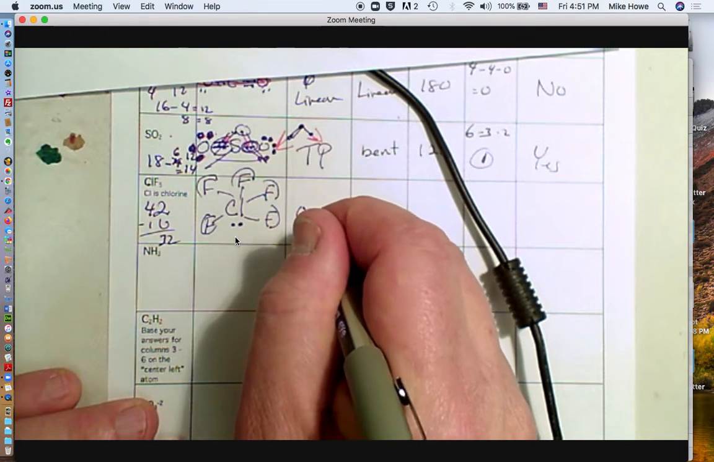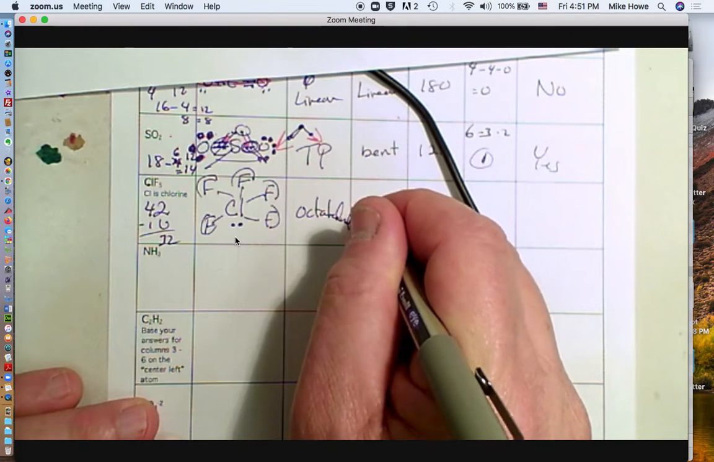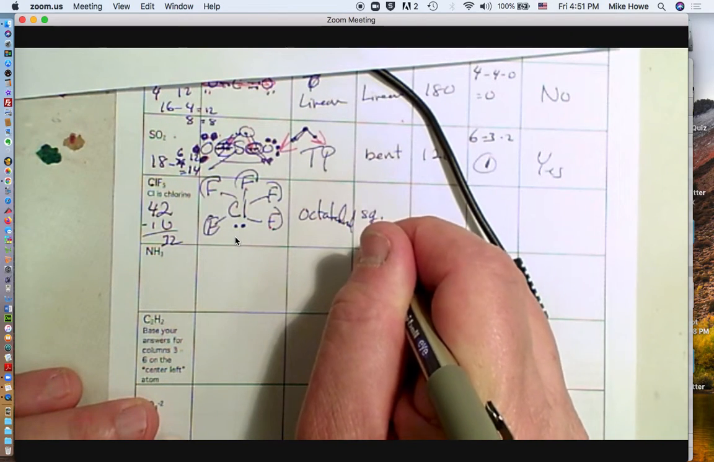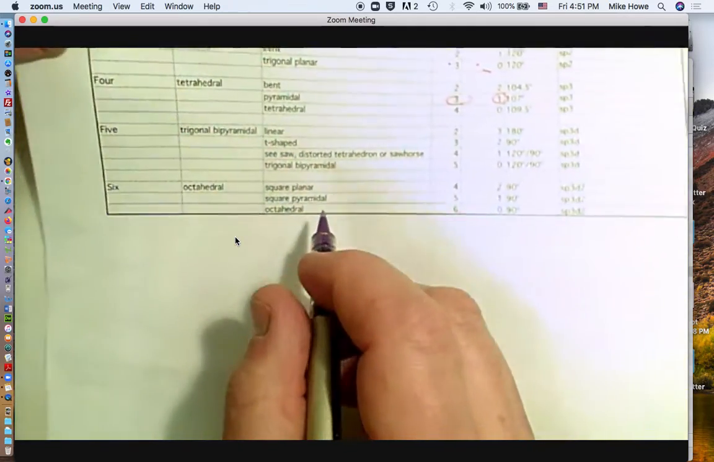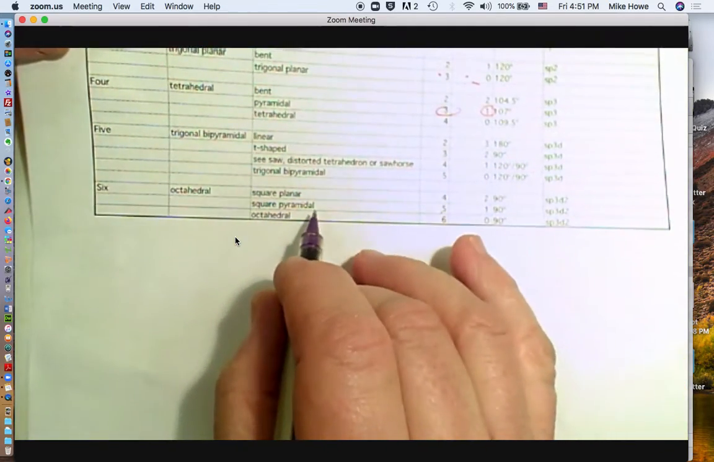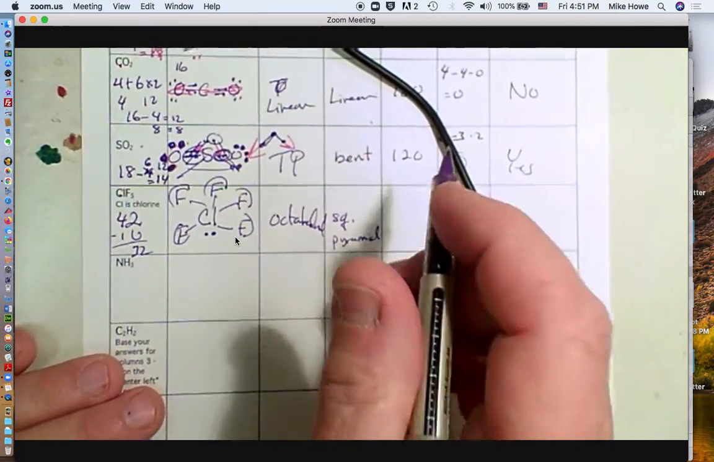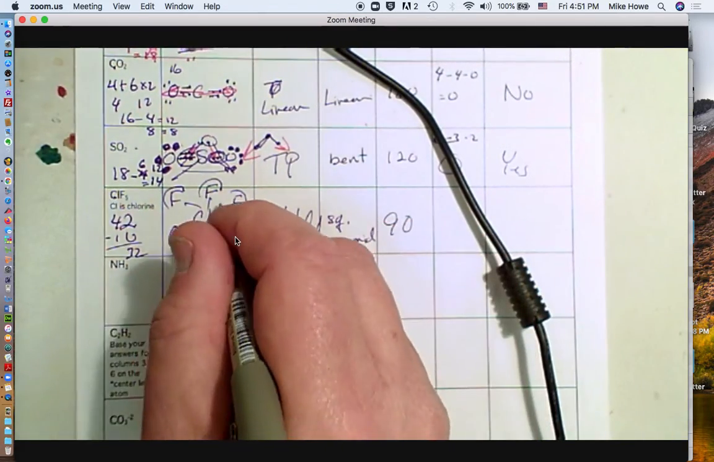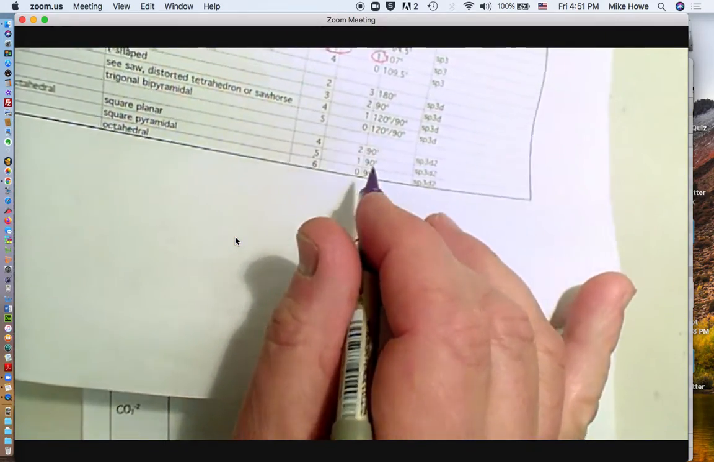So octahedral, but that's going to be a square pyramid. Okay, and you can tell right here, 5 shared, 1 unshared, we call that a square pyramid. Okay, bond angles, 90 degrees. These angles will all be 90. It tells us that here, 90s.